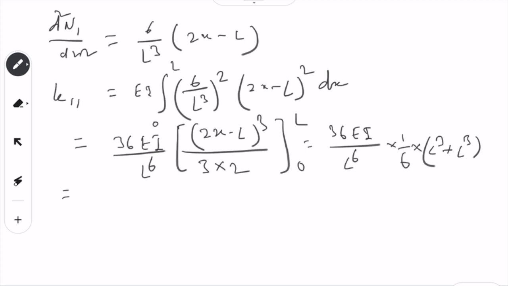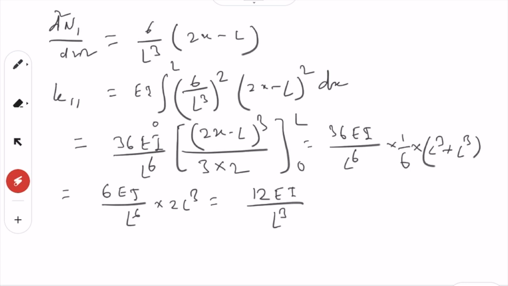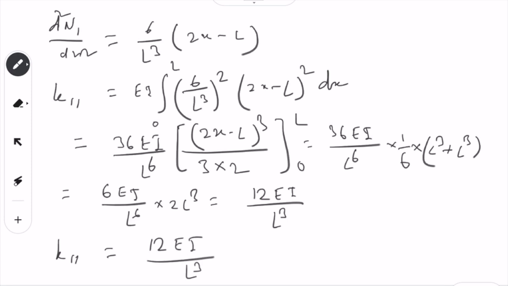So, what we got here is 6 EI over L⁶ multiplied by 2L³, so 12 EI over L³. So this K11 is equal to 12 EI over L³. This is what we get.